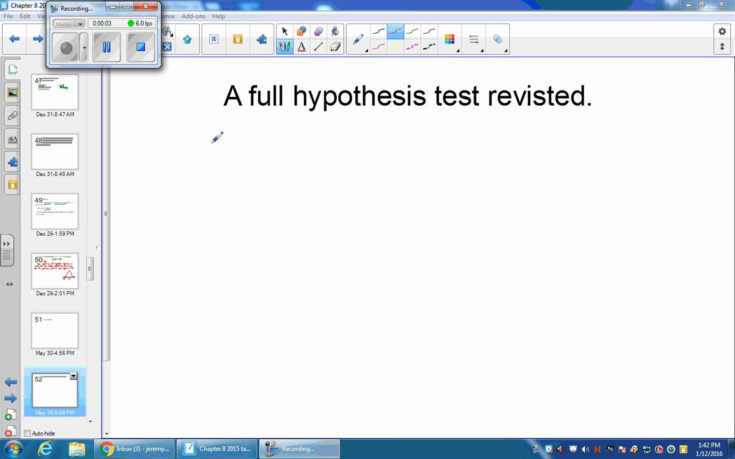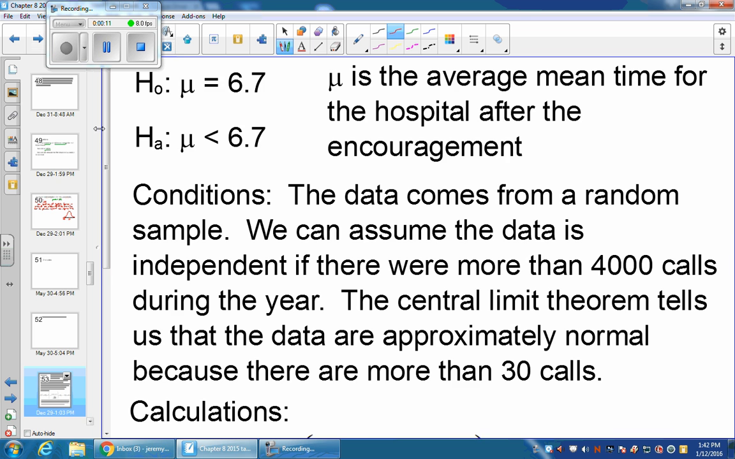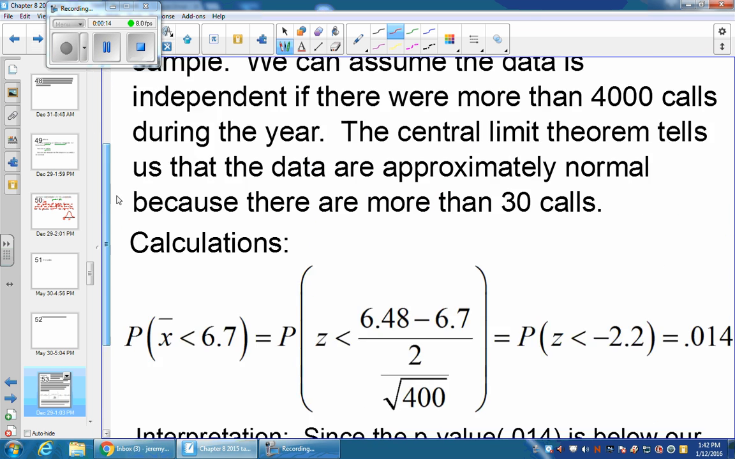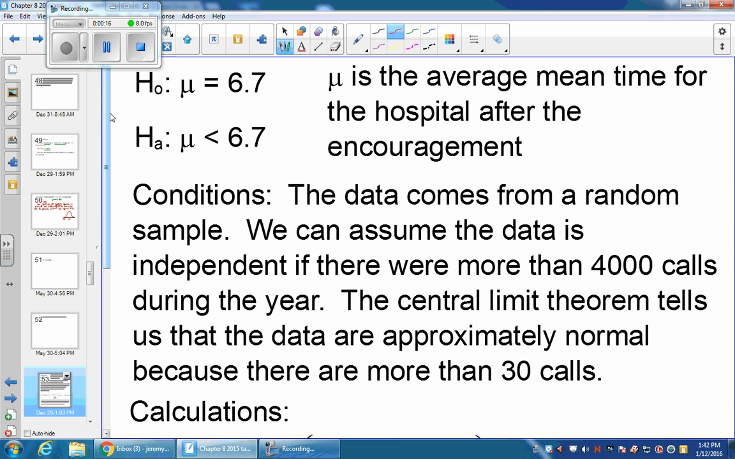Hello. So far we've done this whole thing in bits and pieces. Let's try to put it all together. So here is what one significance test will look like. This is our paramedic example.